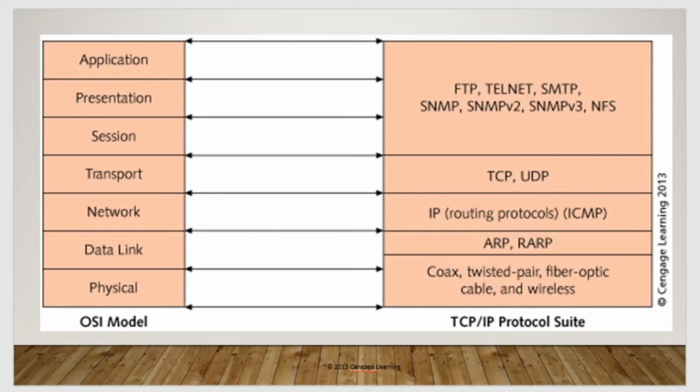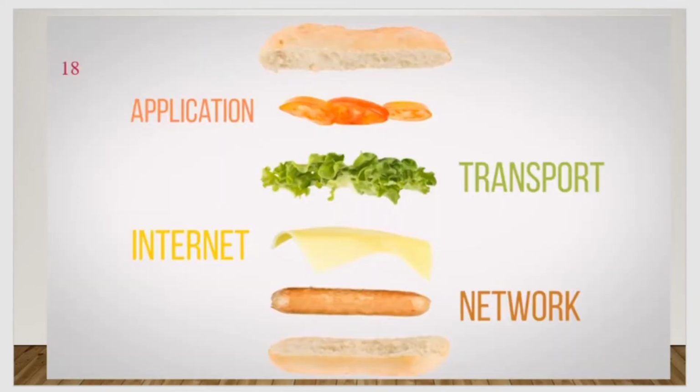Okay? And then, the transport layer, we have TCP and then UDP. Meron pa mga ibang included. And then, for the network, we have the IP routing protocols and also the ICMP. And then for the data link, we have the ARP and RARP. And for the physical, we have the coax and the different types of network, cable networks, and wireless technologies. Pero nowadays, our TCP is now reduced into 4 layers.